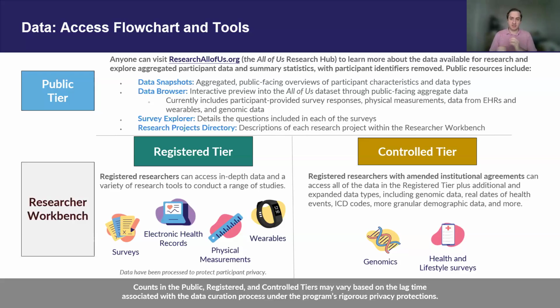And then also, some additional differences between the controlled tier and registered tier: in the controlled tier, you get the exact date of events, while in the registered tier, they're shifted within 1 year. So all this data together, you're going to be engaging with either in the public researchallofus.org data browser, or within the researcher workbench, which is our cloud computing platform. And we'll go over how to engage with both sections today.